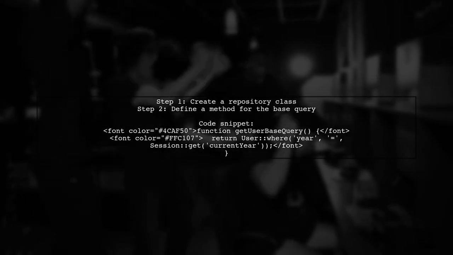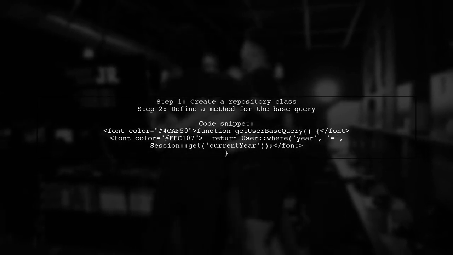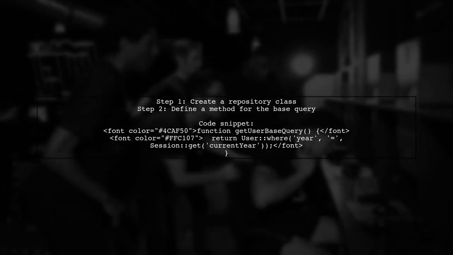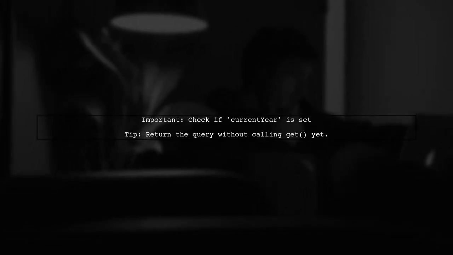To filter query results by year in a Laravel 4.2 app, create a repository class with a method that sets up a base query. This method should return a query for users where the year matches the current year from the session. Ensure that the current year is set in the session. This method should return the query without executing it immediately.